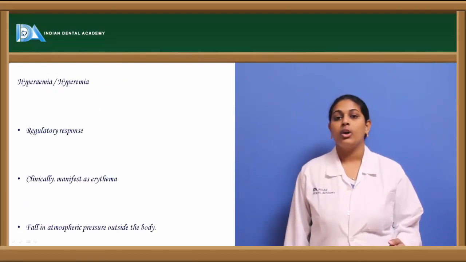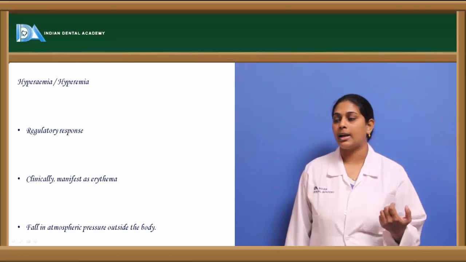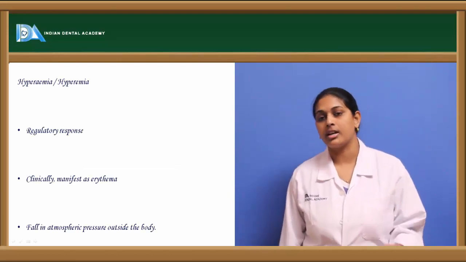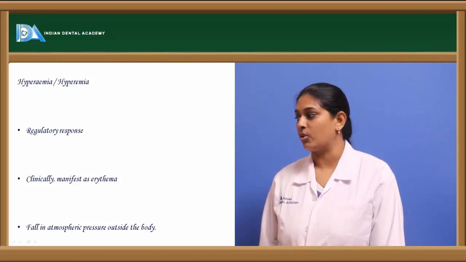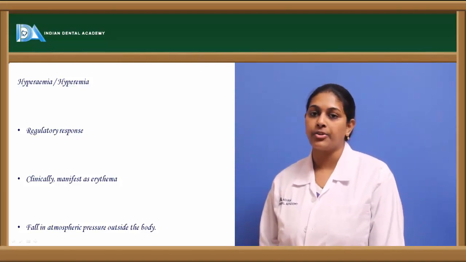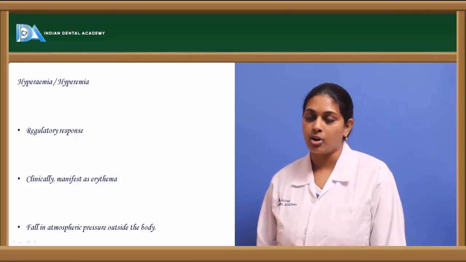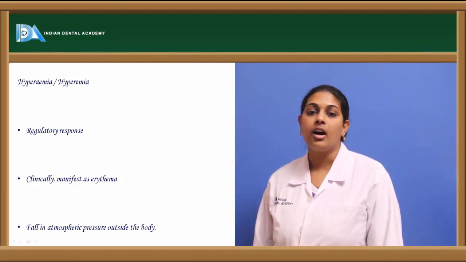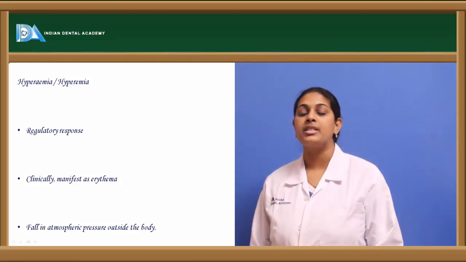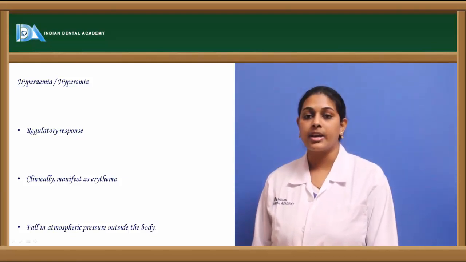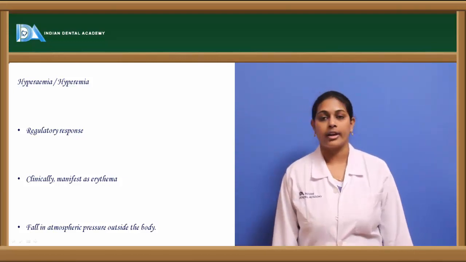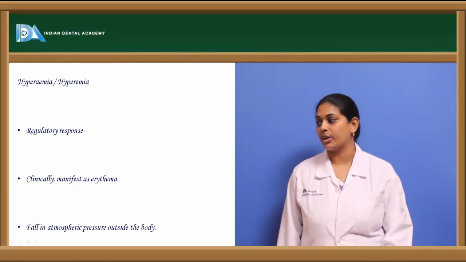Coming to hyperemia. Hyperemia is a condition where there is an increase in the blood flow. Hyper means increase, emia means blood. So it is a condition where there is an increase in the blood flow. Usually it is a kind of regulatory response, that is when there is a lack of blood supply, which is being overcome by compensatory biological mechanisms in the body, resulting in a regulatory response known as hyperemia.